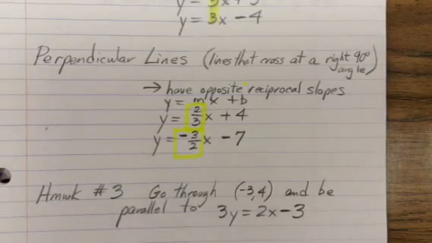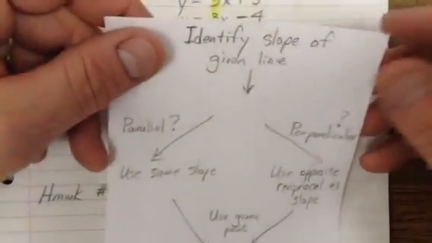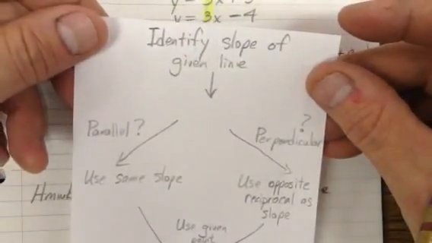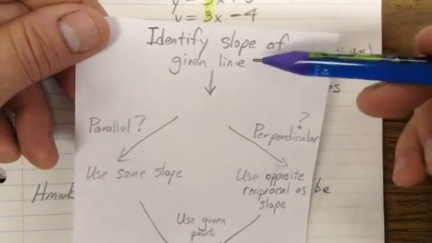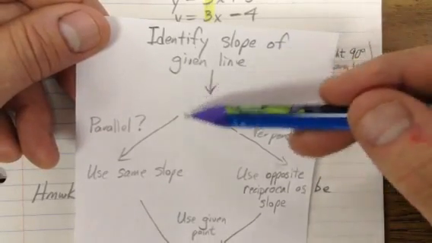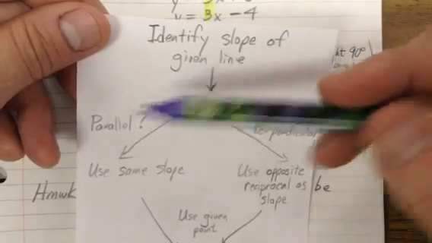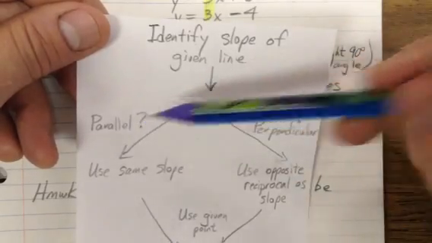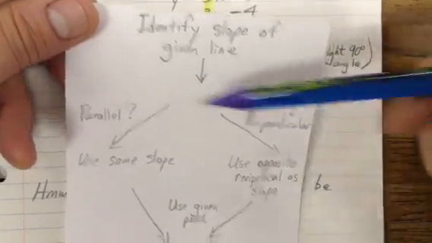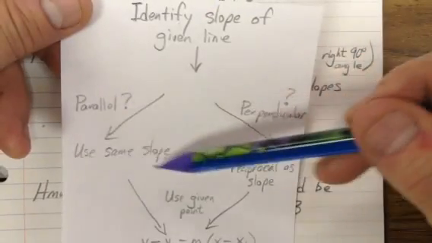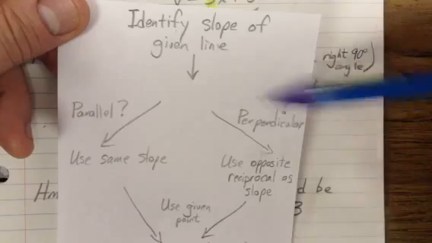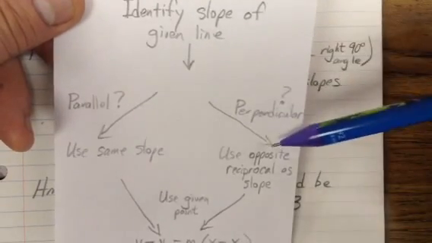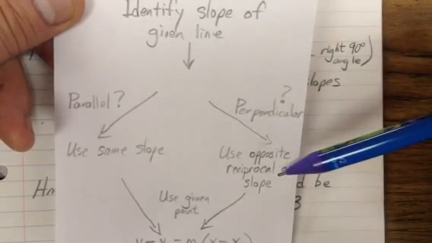Okay, now I've put together just a quick flow chart here on how to do these problems. The first thing you need to do is identify the slope of the line that you're given. What is your slope? Got to know the slope. Then you ask yourself, are you going to try to be parallel or perpendicular to it? If you want to be parallel to it, you're going to use the same slope as the given line. If you want to be perpendicular, you got to modify the slope. You got to use the opposite reciprocal as the slope.